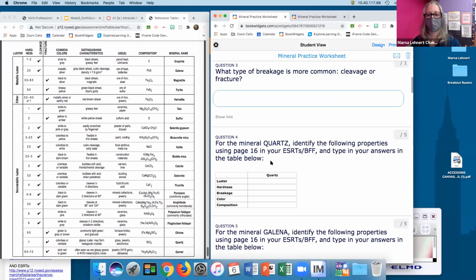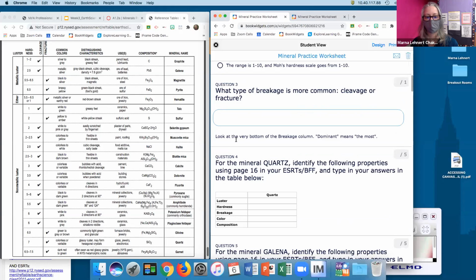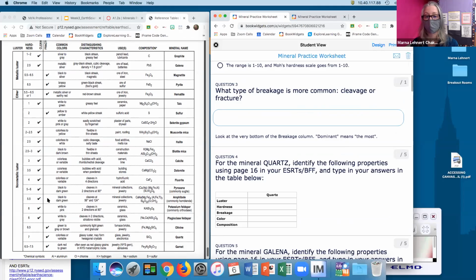What type of breakage is more common, cleavage or fracture? And if you get stuck, there's a hint. Hint tells us, look at the very bottom of the breakage column. Dominant means the most. Where's that at? Okay, so here's the breakage column. Cleavage, fracture. Dominant form of breakage. Okay, so what I'm doing here is I'm looking to see which column has more check marks. So you might have to count them up.